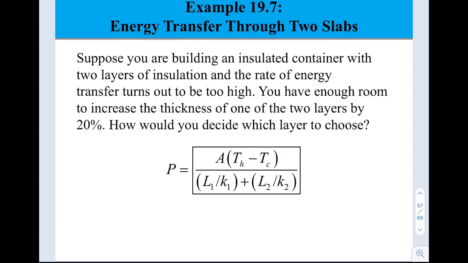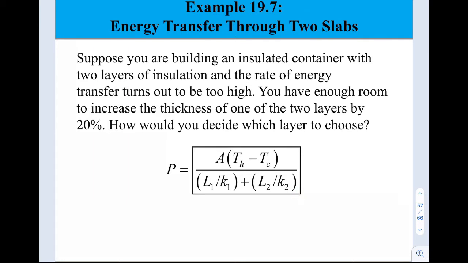Suppose you are building an insulated container with two layers of insulation and the rate of energy transfer turns out to be too high. You have enough room to increase the thickness of one of the two layers by 20%. How would you decide which layer to choose? Based on the formula that we already determined in the previous part, to decrease the power as much as possible, you must increase the denominator of this equation as much as possible, isn't it? Right.